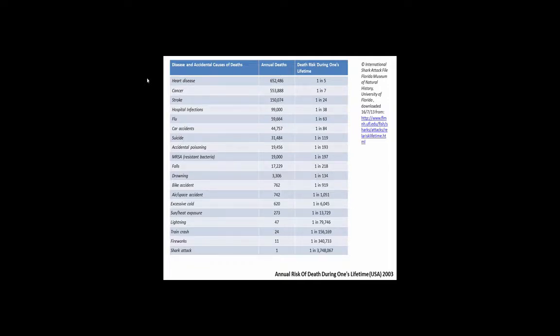Whereas heart disease, cancer, stroke, hospital infections, flu, car accidents are right up there. And the point they're making is that people's perception of death from those relatively common factors is much lower than their perception of the risk of death from a shark attack. So it's quite a nice little summary of the difference between perceptions and reality in terms of calculations of risk of actual death.